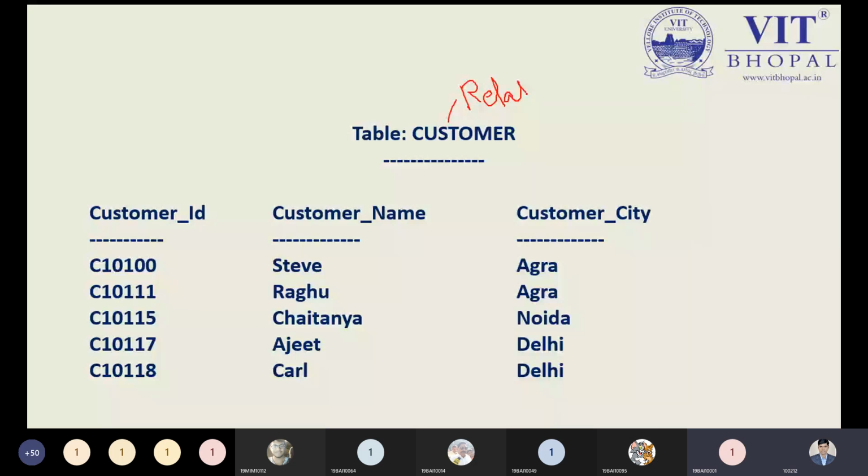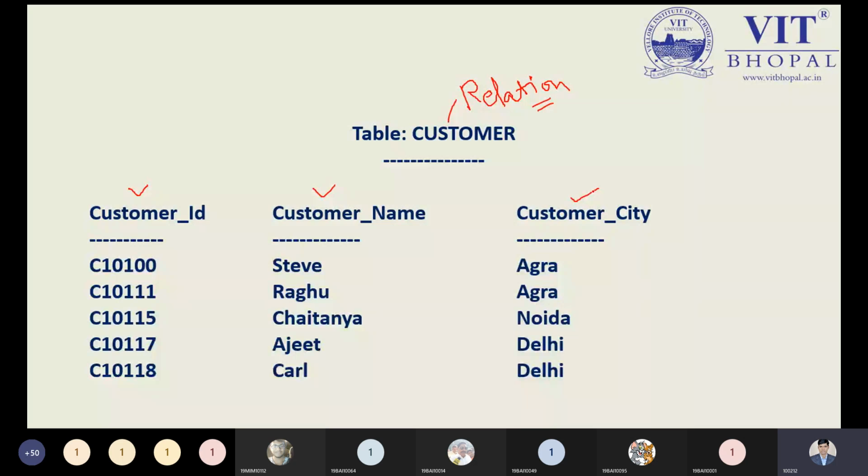Okay, good. So what are the various attributes we have? The customer ID, customer name, and customer city. There are three different attributes. Now C1010, C10111, C10115, C10117, C10118. So we have the different domain, or set of values, of the customer ID.